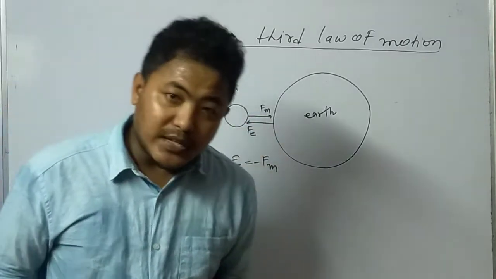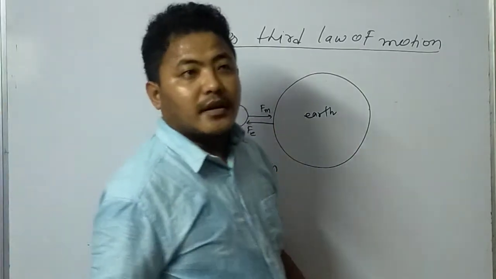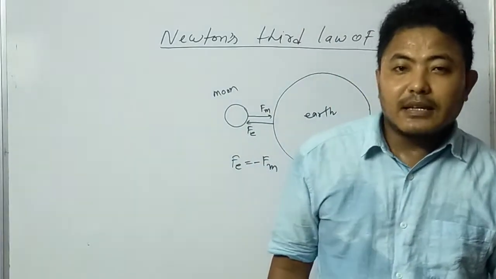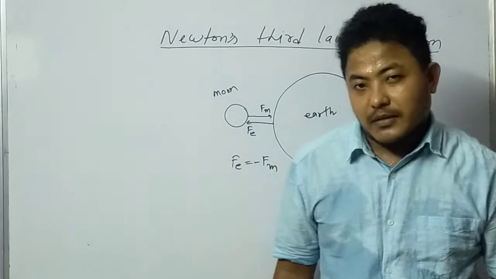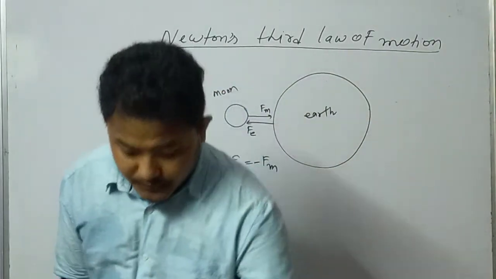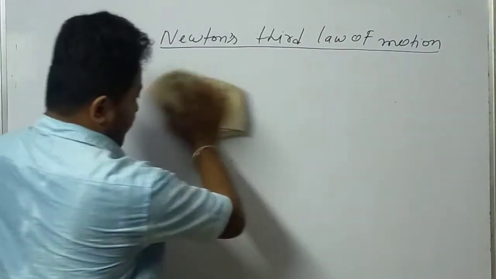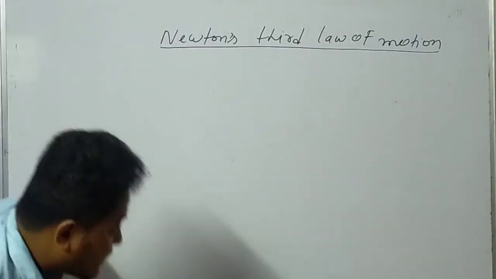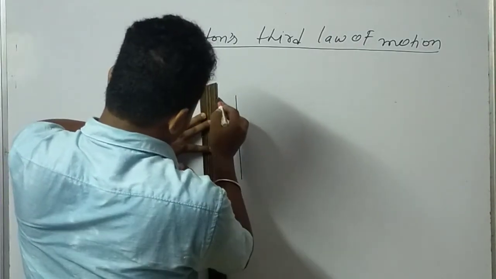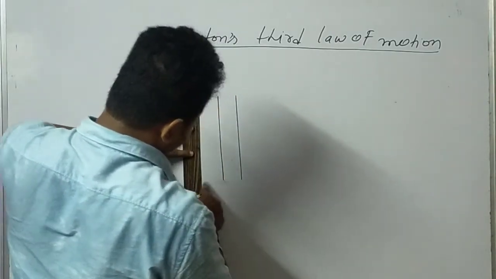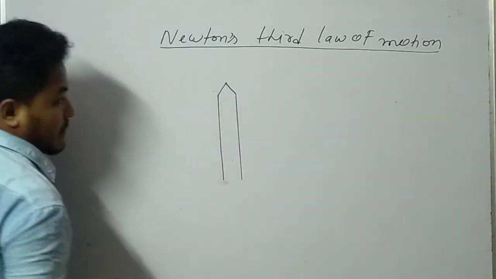Am I clear? So by watching these examples, we can have an idea about Newton's third law of motion. Again, the launching of a rocket. Everybody has seen the launching of a rocket. By which process does the rocket launch? Suppose a rocket is in front of you, or the launching of a spacecraft. So what happens when a rocket launches?